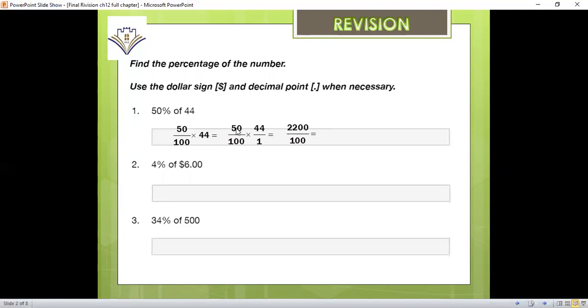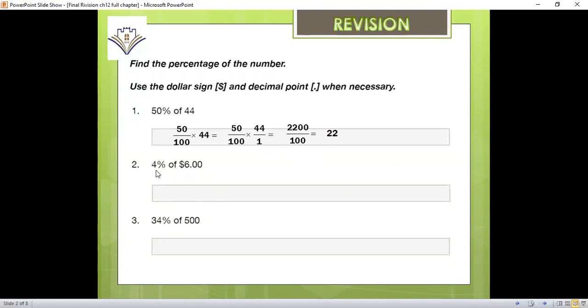Then 50 multiplied by 44: firstly put down 0, and 5 multiplied by 4 equals 20, and 5 multiplied by 4 equals 20 and 2 equals 22. 100 multiplied by 1 equals 100. Then we have here 2 2 0 0 and we have also 0 0. Then both of them are divisible by 100. Then divided by 100 equals 1. Divided by 100 equals 22.